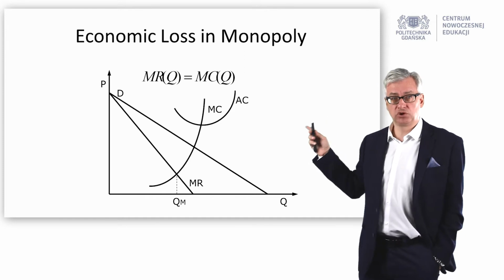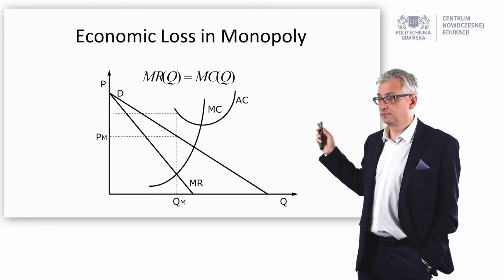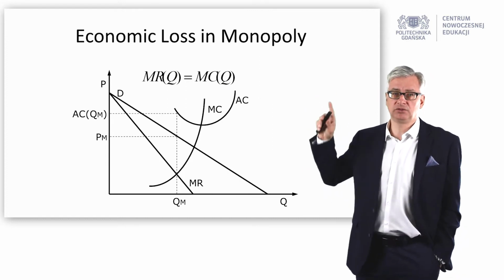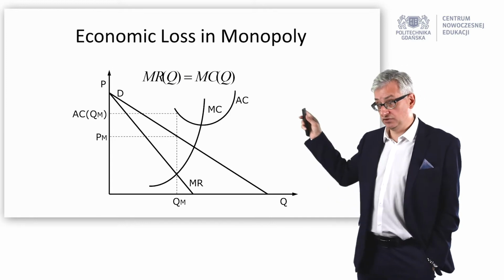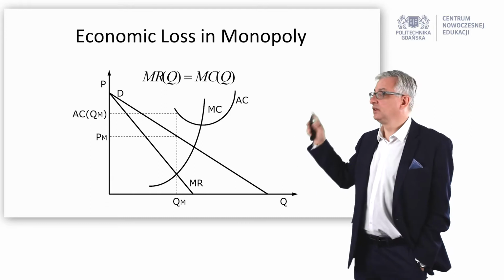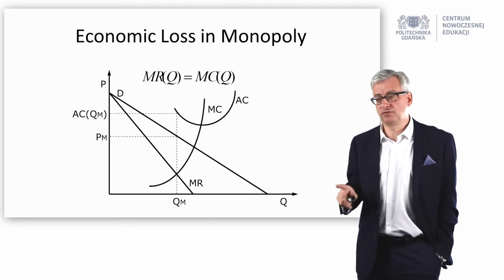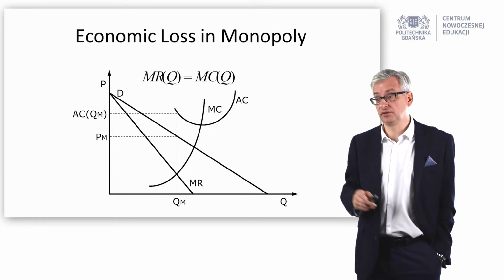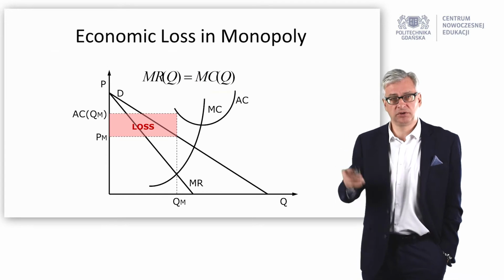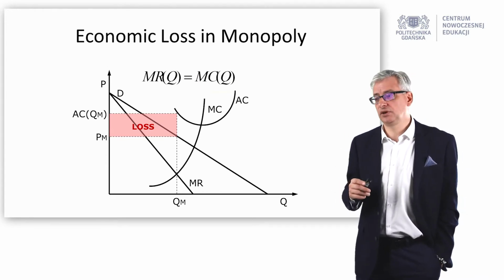Obviously, we find our QM, and we see now two things. We can find the price at which we should sell, which is PM, but we also see the average cost, and this average cost is very high. This average cost is higher than the price. So this is precisely where we have economic loss.